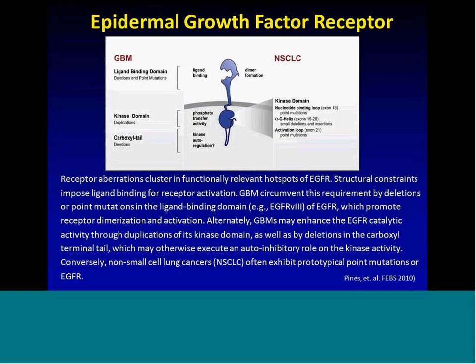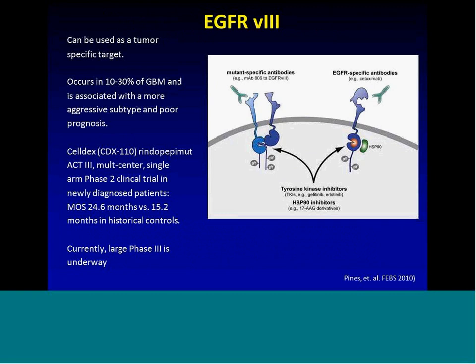So in glioblastoma, they tend to have duplications at the kinase domain or deletions at the carboxyl terminus, whereas very different mutations tend to be point mutations or small deletions in non-small cell lung cancer. But probably one of the most interesting things is you can actually have a deletion and point mutation at the ligand binding area, and this is called the EGFRvIII variant. And it actually makes the protein constitutively active, and it doesn't really need to dimerize to cause growth. And this is just an example of that.